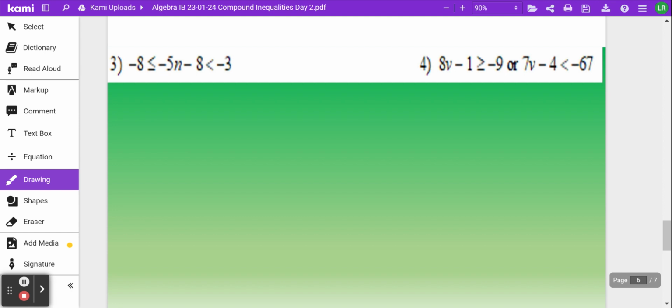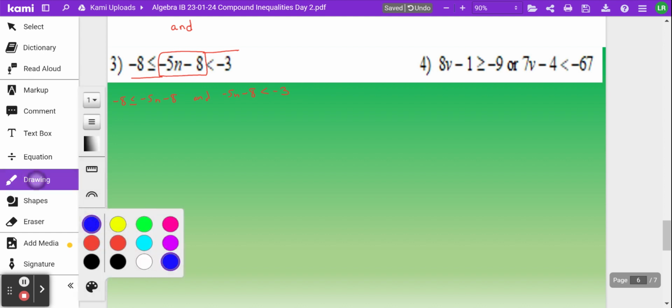All right, for number 3, what we need to remember is that this middle part, I have to actually break this up. This middle part goes with both problems. Okay, it is an and statement when it's written like this. Now for one of the problems, you're using the left side plus the middle. For the second problem, you're using the middle and the right side. So those are our 2 problems. So let's go ahead and solve them.